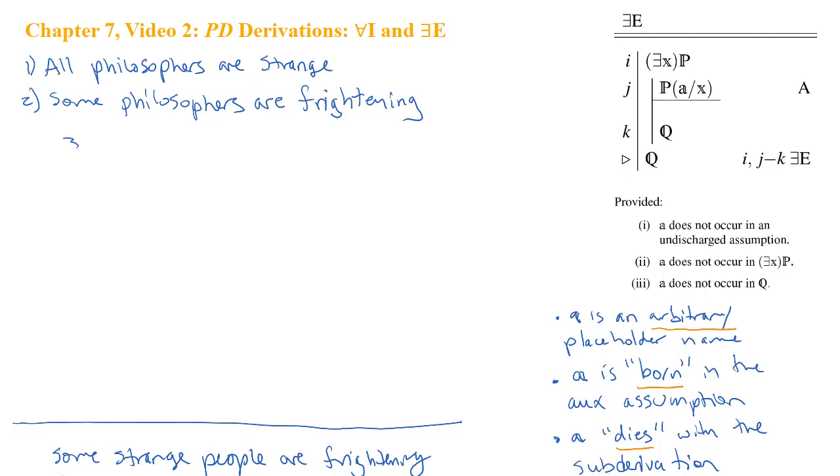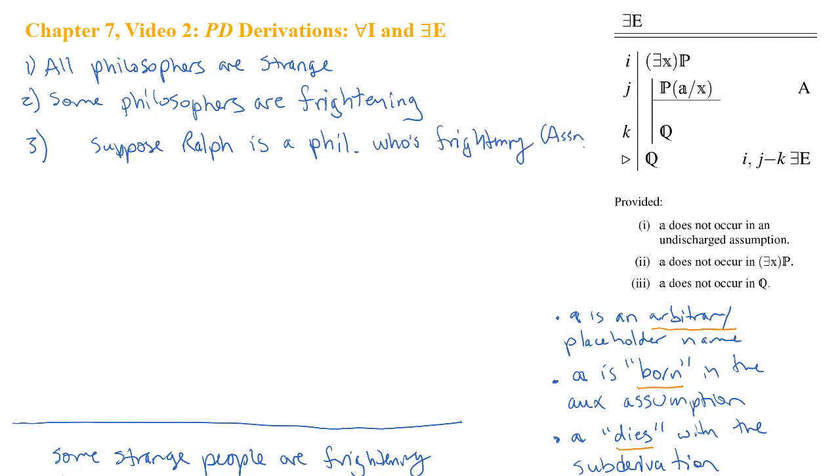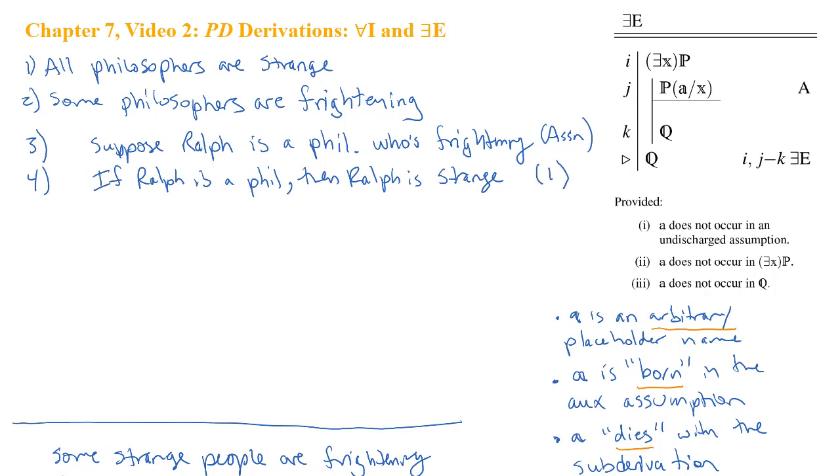So let's start what amounts to a subderivation, and we'll indent to show that. Suppose Ralph is a philosopher who is frightening. That's an assumption. Now, we also know from line 1 that if Ralph is a philosopher, then Ralph is strange. That's a case of universal elimination. From 3, we get that Ralph is a philosopher. That's just a conjunction elimination.